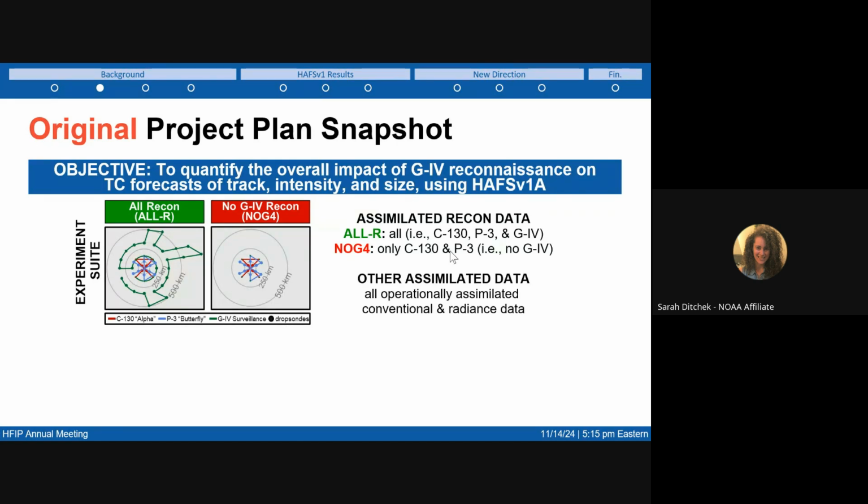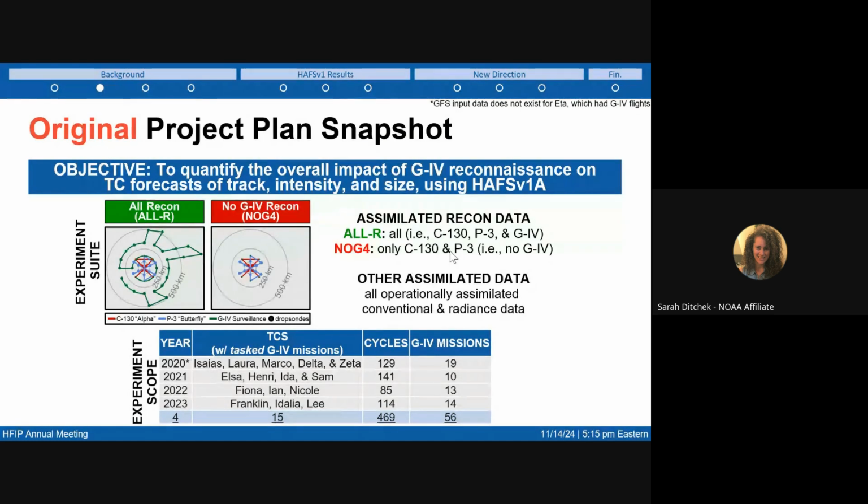So when we conduct studies like this, we want to have the largest sample possible. That's most ideal since there's a lot of variability present from forecast to forecast, TC to TC, and year to year. So I identified every TC between 2020 and 2023 that had tasked G4 missions and associated GFS input data. And in total, there were 15 TCs, all in the North Atlantic Basin. And those are the TCs listed in this table. This resulted in 469 cycles covering 56 total G4 missions.